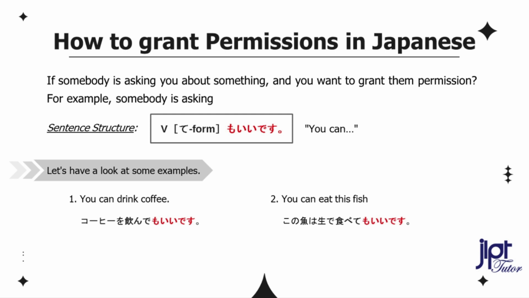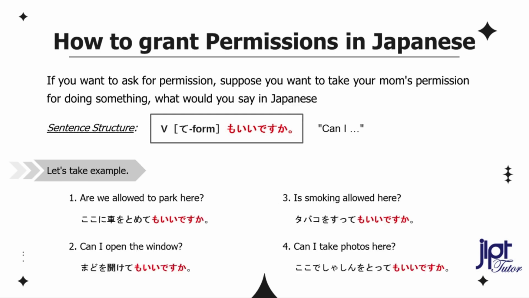Now, if you want to ask for permission, suppose you want to take your mom's permission for doing something, what would you say in Japanese? Remember the particle ka? You can put ka at the end of the sentence to create a question. Let's take examples. Are we allowed to park here?